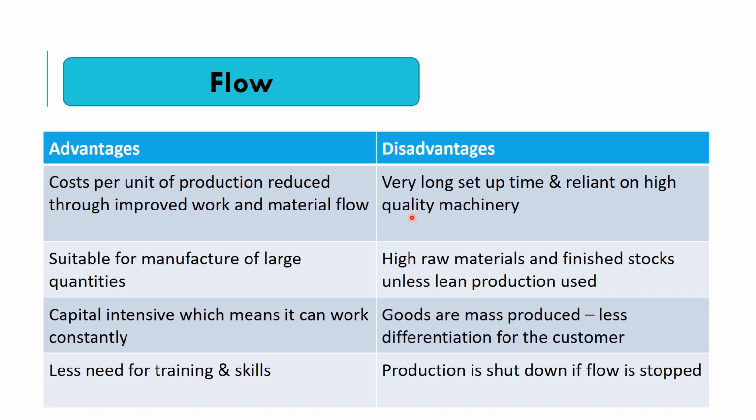Some disadvantages: well, setting up a plant like Coca-Cola's will take a long time and involves high quality machinery. If the flow stops at any moment, or if the production is halted, then production stops and no more goods are produced. Again, once you've got down some of the advantages and disadvantages, let's move on to our last one.